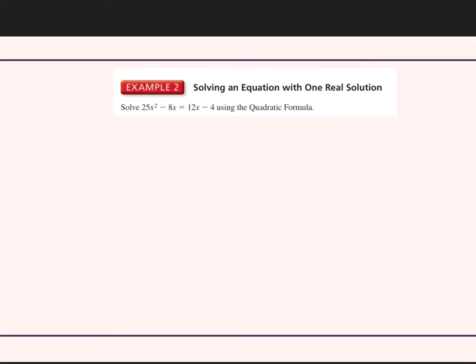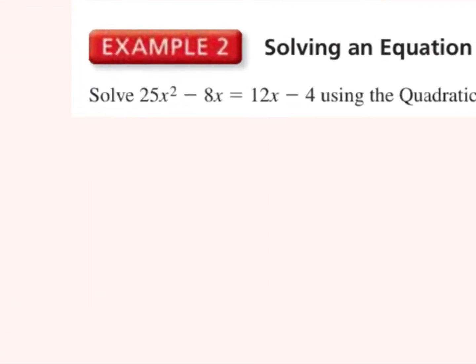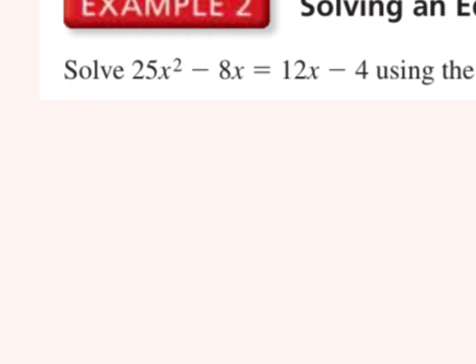All right, example 2, we're doing the same thing. So I have to solve using the quadratic. What do I need to do first? Move it all to one side. So I'm going to subtract 12x and add 4. So how would I write my new left side?